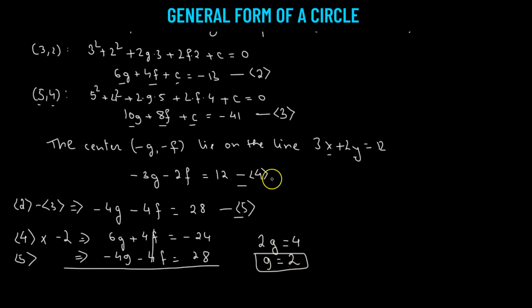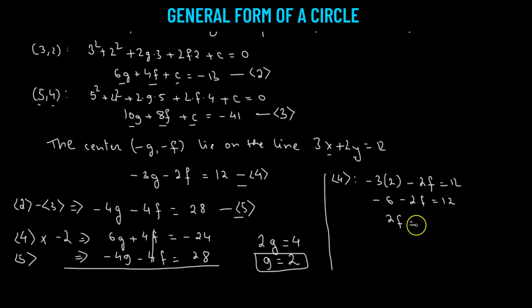Now we can use either equation 4 or 5 to find out the value of f. So let's use equation number 4. So we have negative 3 times g, so g will be 2, minus 2f equals 12. So we get negative 6 minus 2f equals 12. So 2f will be equal to negative 18, so f will be equal to negative 9. So we have found out the value of f as well as g.